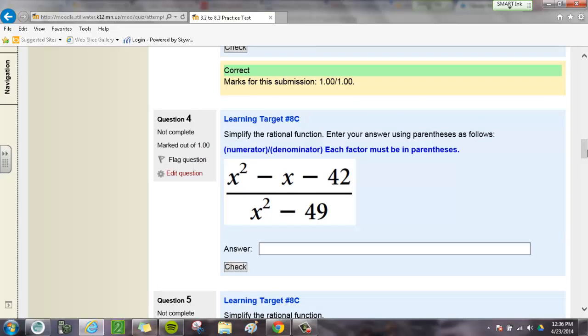Okay, so here, we're going on to the next one. We want to simplify the rational function here. Enter your answer using parentheses as follows. The parentheses are on the top and the bottom. I might not have those all in this practice test, but they will be in the real deal.